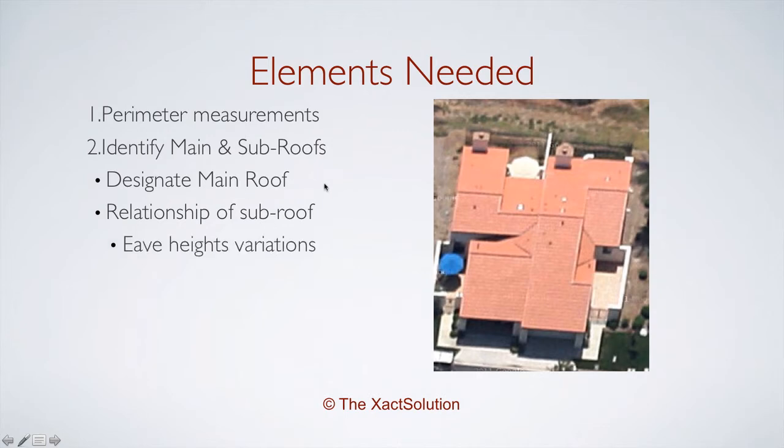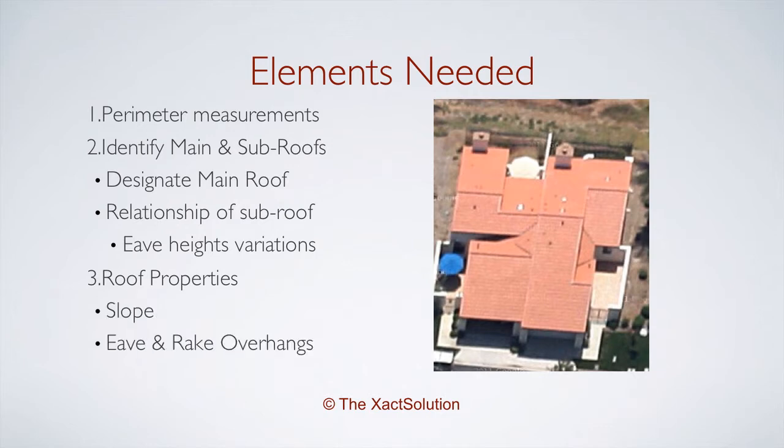Including that is eave height variations. And it's not the eave heights from the ground up, but the eave variations from the subroof to the main roofs. We also need to know three of the roof properties. We need to know the slope, and we need to know the eave and rake overhangs, especially for using the foundation as a perimeter. And lastly, ridge and rafter lengths. And I'll talk a little bit more about each of these now.